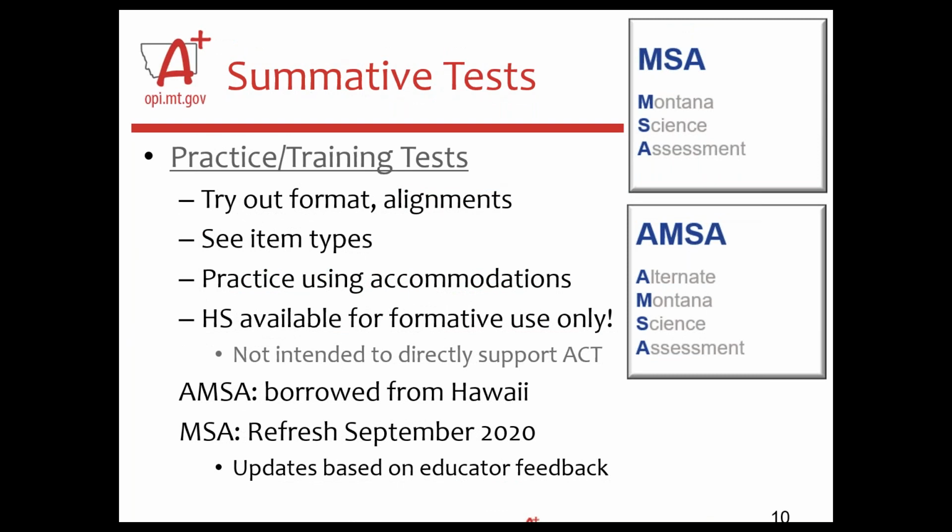One aspect of summative testing is that, of course, we want to make sure students have every opportunity to succeed. So we want to make sure everyone knows that there are practice and training tests available for the summative science assessments. On the testing site, you can access the practice and training tests, and they're labeled in both ways because the groups of states that we belong to call them different things, so they apply both labels. Practice and training tests are both the same thing for our state. There are tests available for both AMSA and MSA.